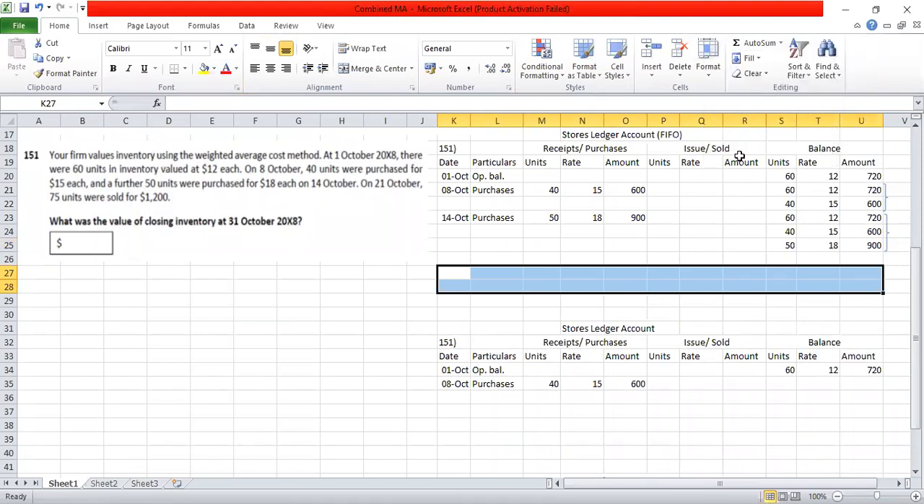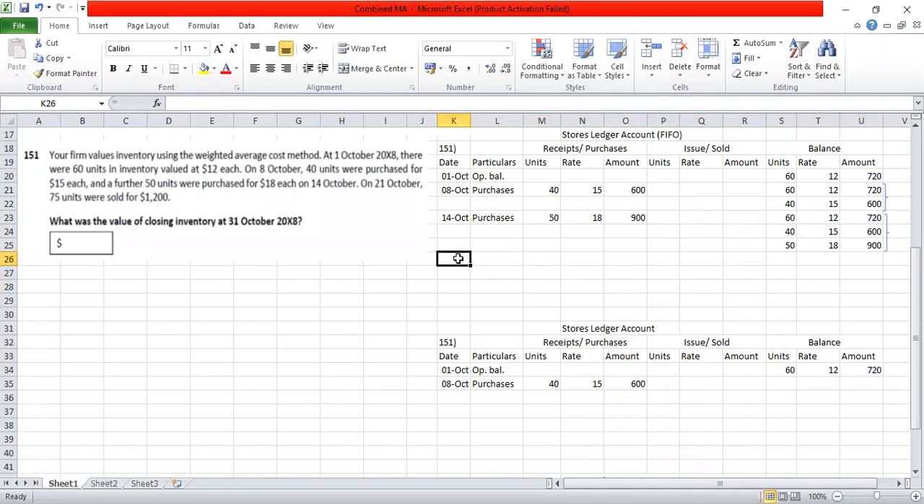On 21st October, 75 units were sold for 1,200. So let's write the transaction for the sale which happened on 21st October. So let's make an entry for this one. If the sale is happening, altogether 75. But do we have one lot of 75? We have 60 units one lot, 40 units one lot, and 50 units one lot.